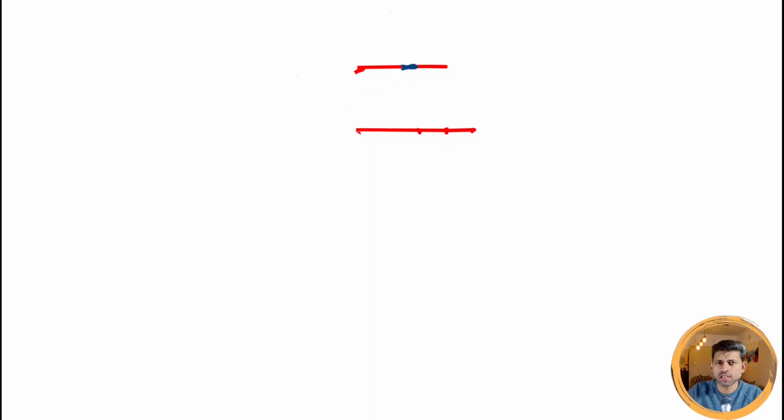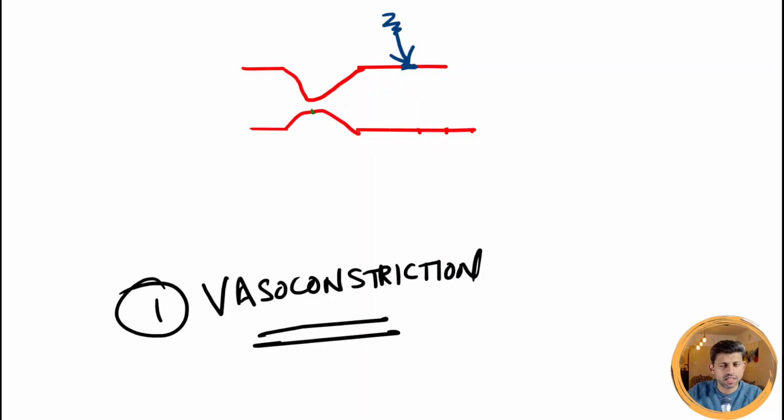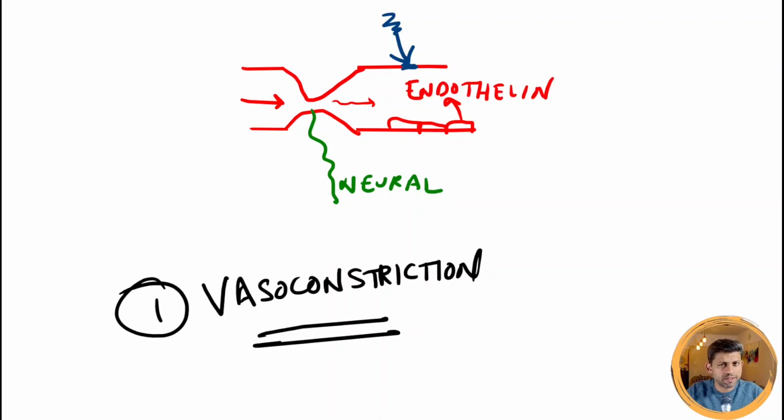When a blood vessel is injured, the first response is vasoconstriction. Arterioles constrict, reducing the blood flow to the area of injury. This response is mediated through reflex neurogenic mechanisms and also by the release of substances like endothelin by the endothelium. However, this effect is transient. Vasoconstriction alone cannot stop bleeding.